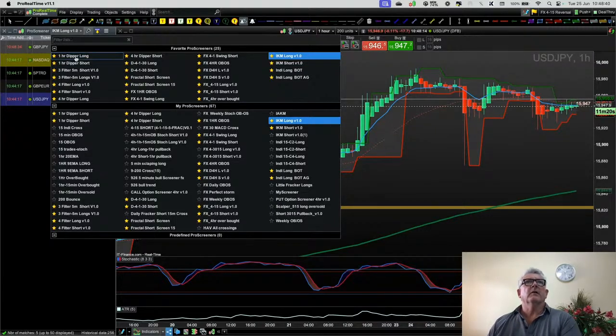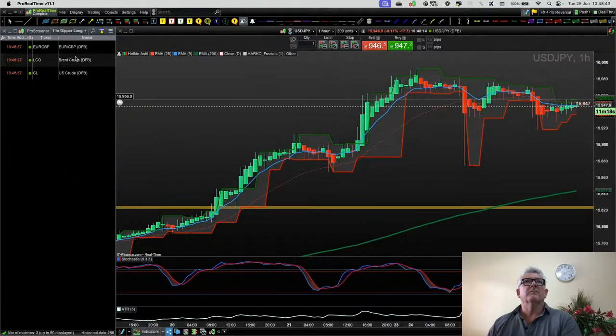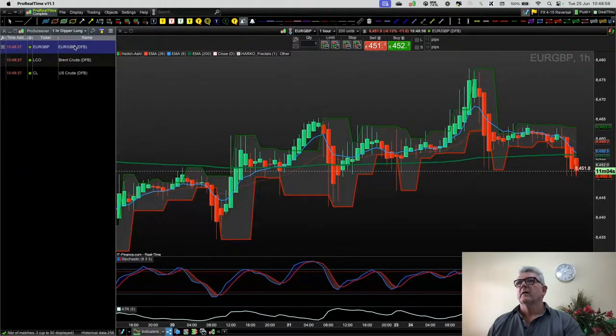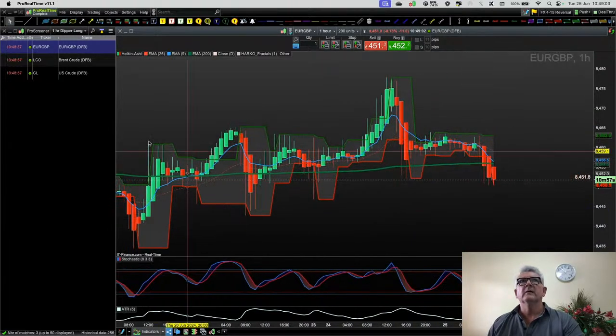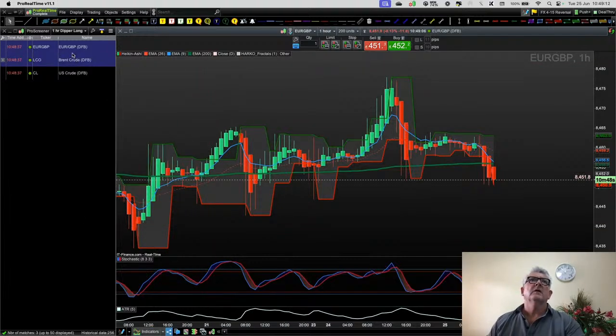Right, let's have a look at what's spring loaded. So we call this a dip long. What we're looking for is a market that's positive and the market has pulled back, so we can look at the opportunity to go long. So we can look at Euro Pound. Oh, yes, that's sold right into some resistance at the bottom here. It's not on my trade plan to trade today, so I'm not going to trade it because nothing is set up just at the moment.